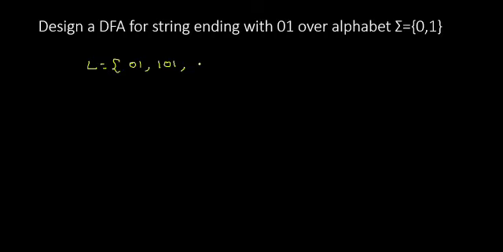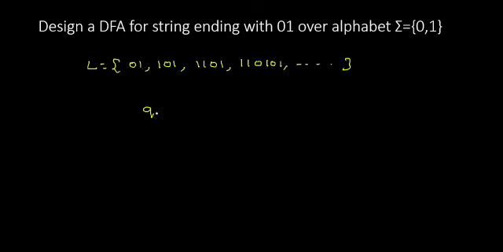And you can have 1101 ending, and 1 1 0 1, 0 1 should be ending, so on and so forth. So it should end like this. Now let us assume that I will start with an initial string. So what is a valid string here? We should end with 0 1.